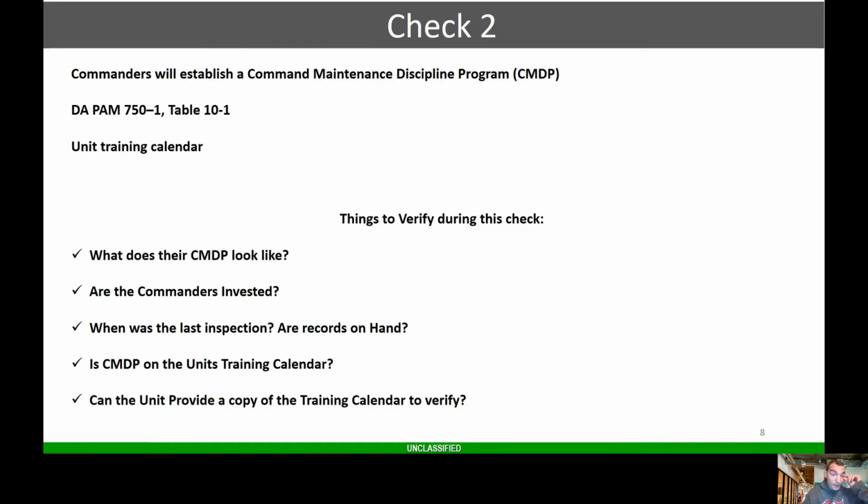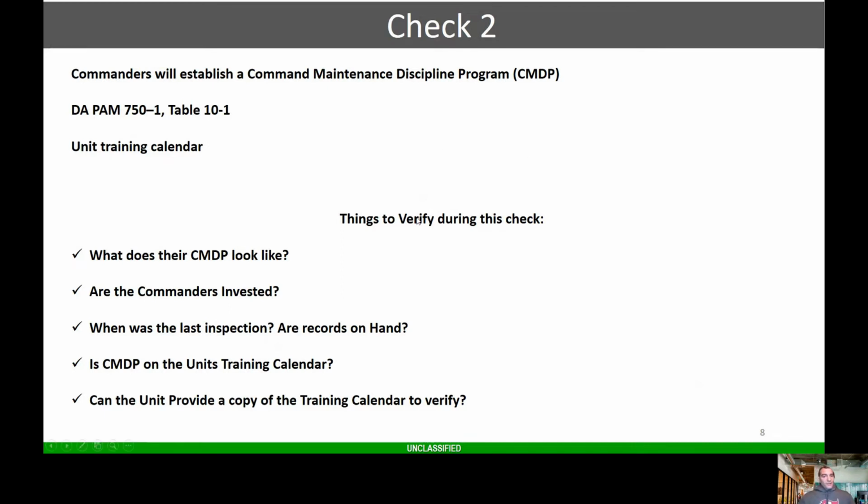So check 2 is commanders will establish a command maintenance discipline program, right? This is covered in DA PAM 750-1 table 10-2, and also your unit training calendars is what I look for. Anytime I know I'm inspecting a unit, I always put out the admin order, which we covered in a previous video. But the week prior, I have the unit give me their unit training schedule going 3 months back and 3 months ahead. That way I can look and see what they're doing and so forth, right?